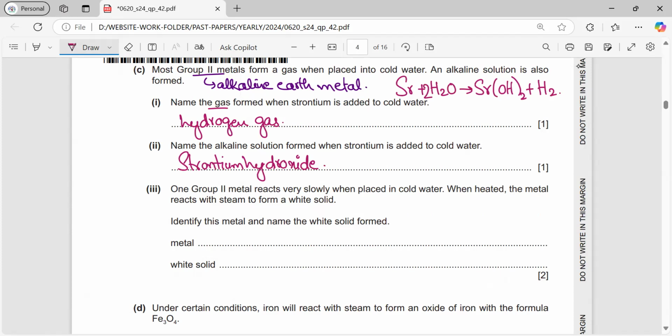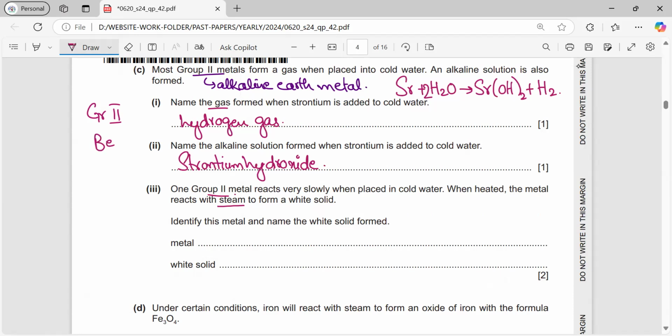One group 2 metal reacts very slowly when placed in cold water. So this one will be less reactive. When heated, the metal reacts with steam to form a white solid. Identify this metal, and identify and name the white solid. Now in group 2, some of the metals are low reactive.